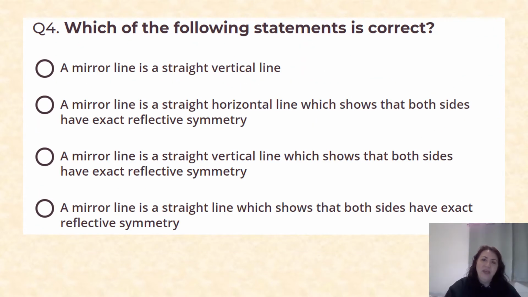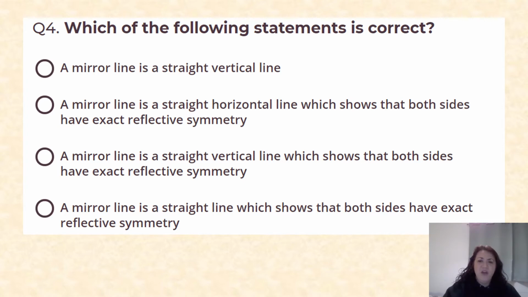Which of the following is correct? A mirror line is a straight vertical line. A mirror line is a straight horizontal line, which shows that both sides have exact reflective symmetry. A mirror line is a straight vertical line, which shows that both sides have exact reflective symmetry. A mirror line is a straight line, which shows that both sides have exact reflective symmetry. Which do you think?